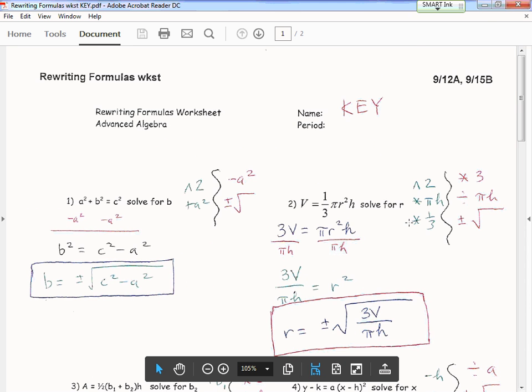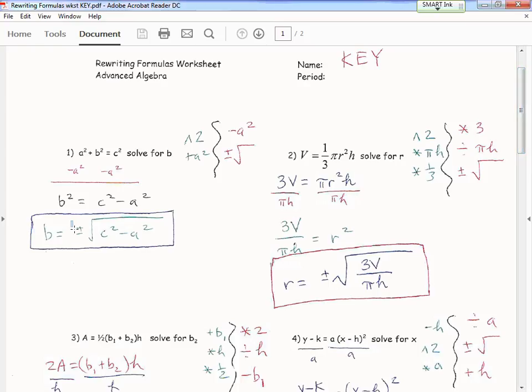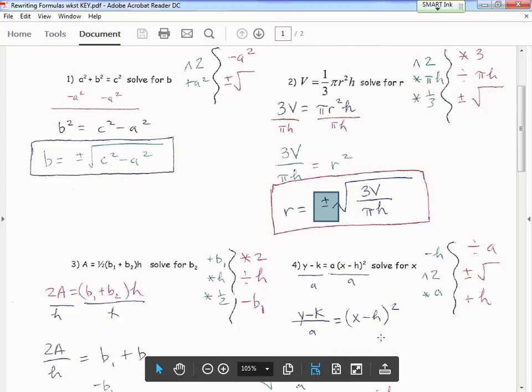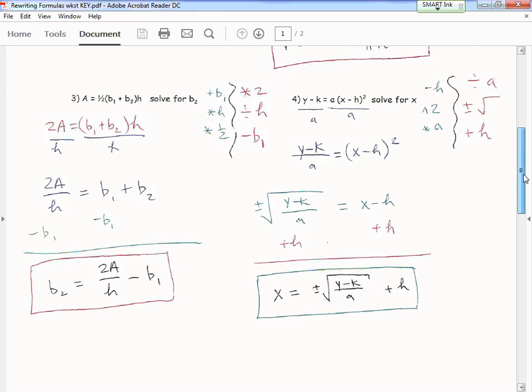This rewriting formulas worksheet was the one that we didn't have as much time on. And so we want to make sure a couple of things. When solving an equation that involves a squaring, when you undo the squaring, please be attentive to detail. Make sure you're considering both the positive and negative square root. And so we saw that in several of these questions. Number 1 included a positive and negative square root. Number 2 did as well. And number 4, all on the first side. So don't forget that. And we talked about that a little bit together.